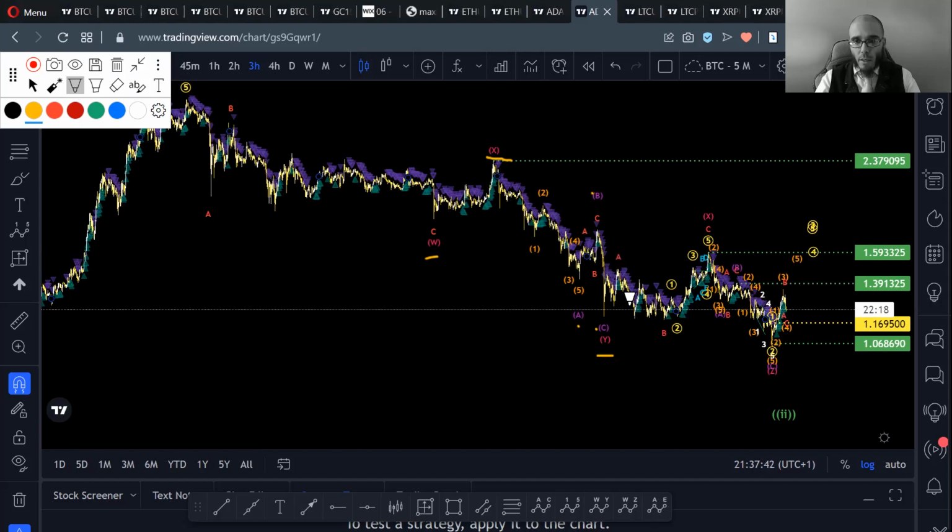Then we had a C wave. The C wave also is composed of 3 waves, an A, B, and C. And the C wave has 5 waves in it, as you can see. So now I'm going to zoom in and show you the last part of the chart. To do that, I'll switch to the 1-hour chart.